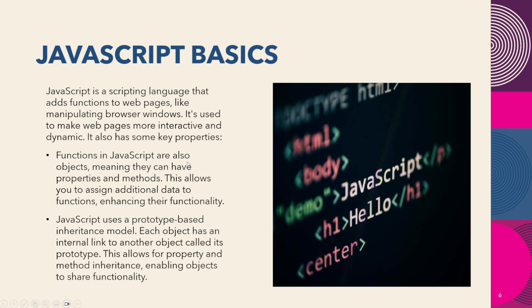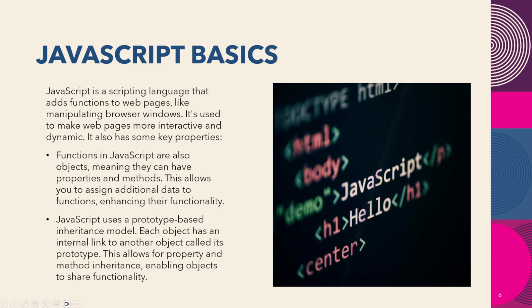And also we're going to see JavaScript. JavaScript is a scripting language that adds functions to web pages, like manipulating browser windows. It is used to make web pages more interactive and dynamic. It also has some key properties, like, for example, functions in JavaScript, which are also objects, meaning that they can have properties and methods. This allows you to assign additional data to functions in their functionality, and this is an image of how JavaScript looks in general. This is just a very small example.